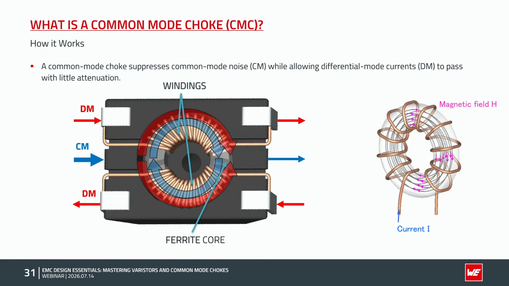In differential mode, the signal or power where the current flows out on one line and returned on the other. This is where the currents create a magnetic field in opposite direction. So this cancels each other out. And the choke offers a very little impedance to the desired signal and leaves it almost unaffected.